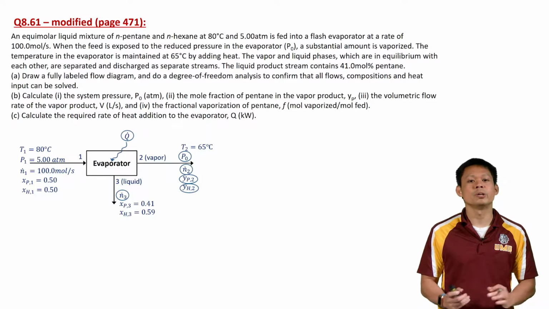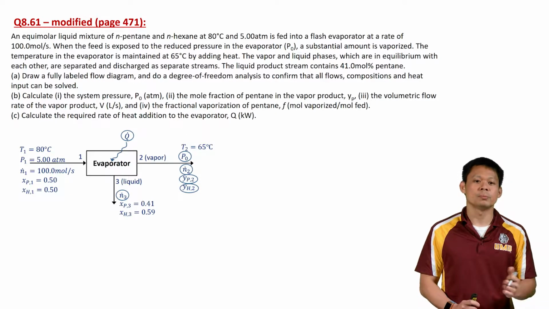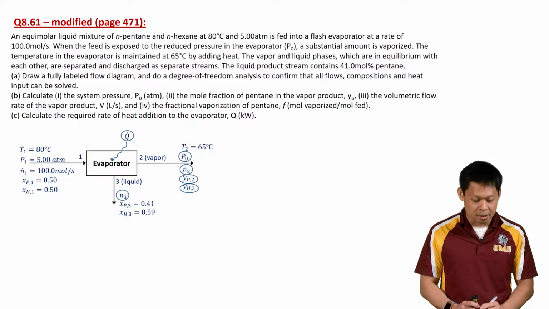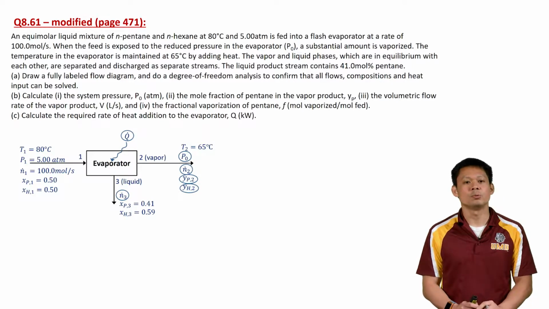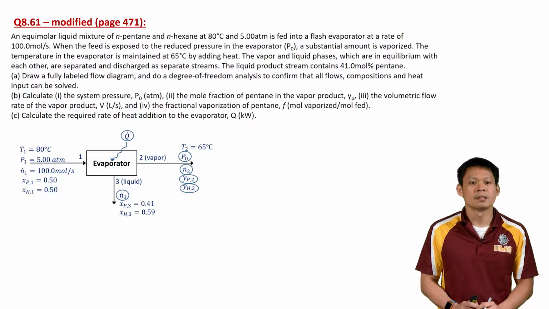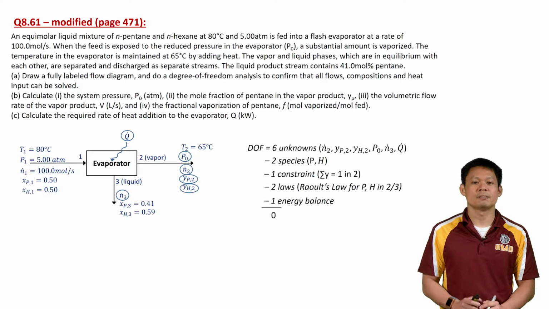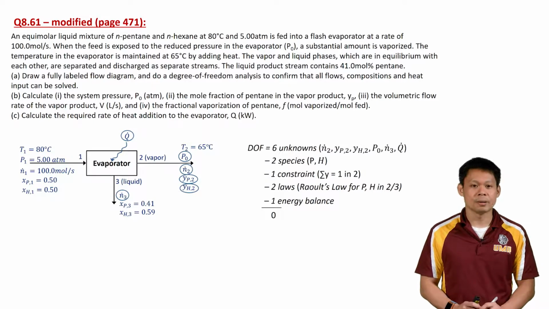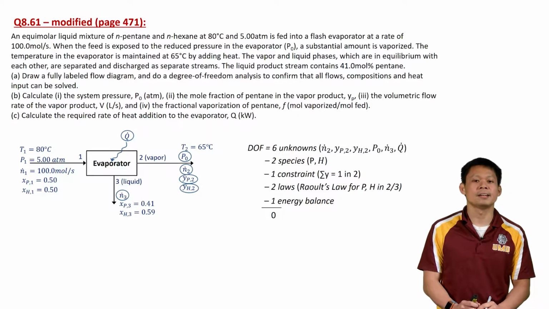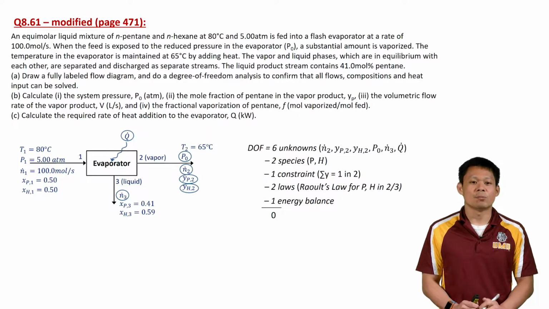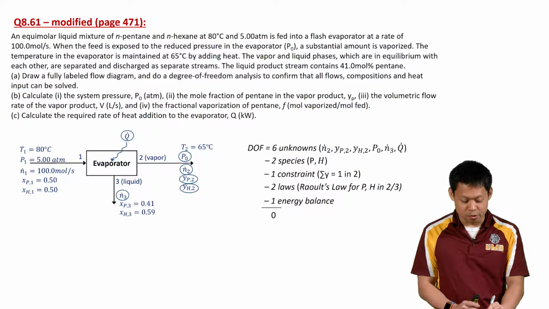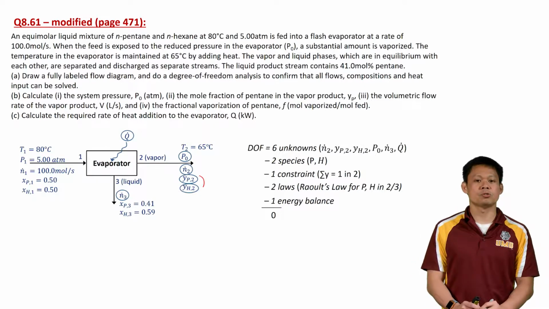In the vapor stream, we only know the temperature. We don't know the pressure, we don't know the composition, and we don't know the molar flow rates. In addition, we also have the Q, which is what we're trying to find in part C. So in our degree of freedom analysis, we have 6 unknowns, which are circled in the diagram. In this case, we have 2 species, our pentane and our hexane. We have one constraint: the mole fractions have to sum up to 1 in our vapor stream.